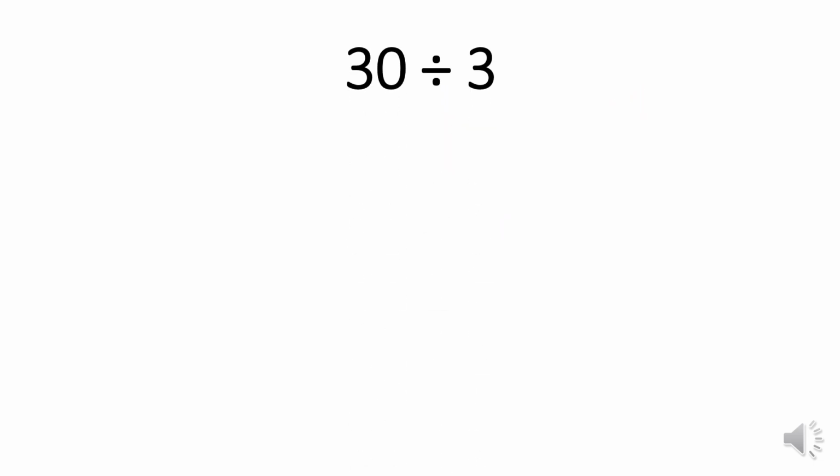We have 30 divided by 3. We can write 3 into 30. First number first. 3 into 3 is 1. Next step is to multiply. 3 ones are 3. Now we subtract. 3 take away 3 is 0. What do we do next? We go to the next number. It so happens that this next number is a 0.